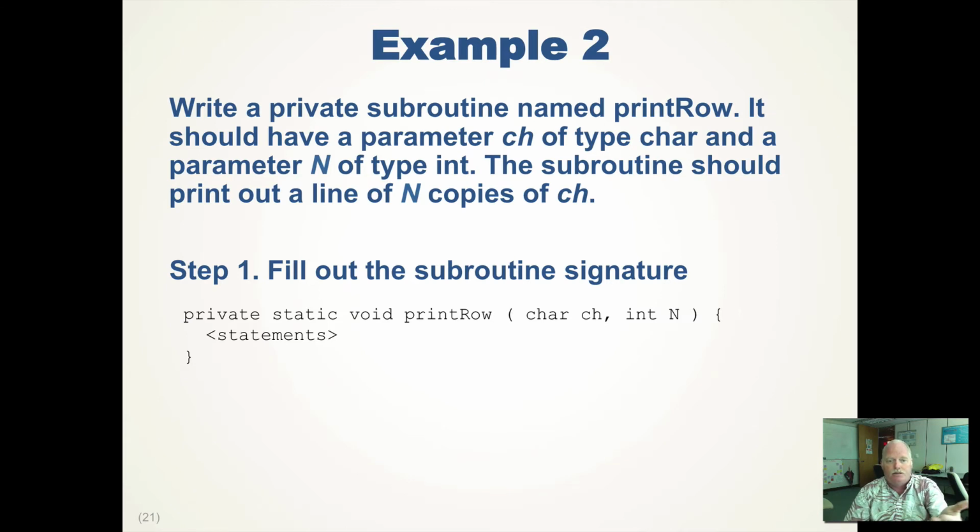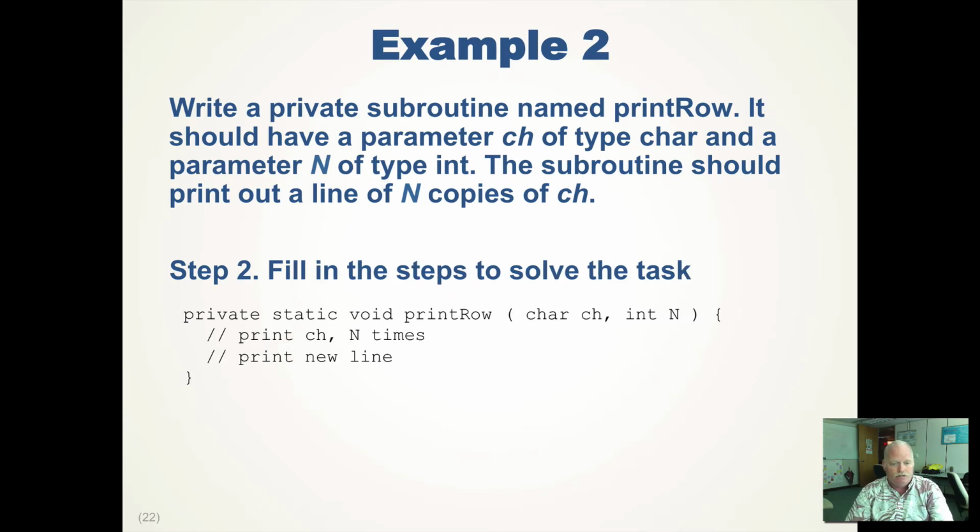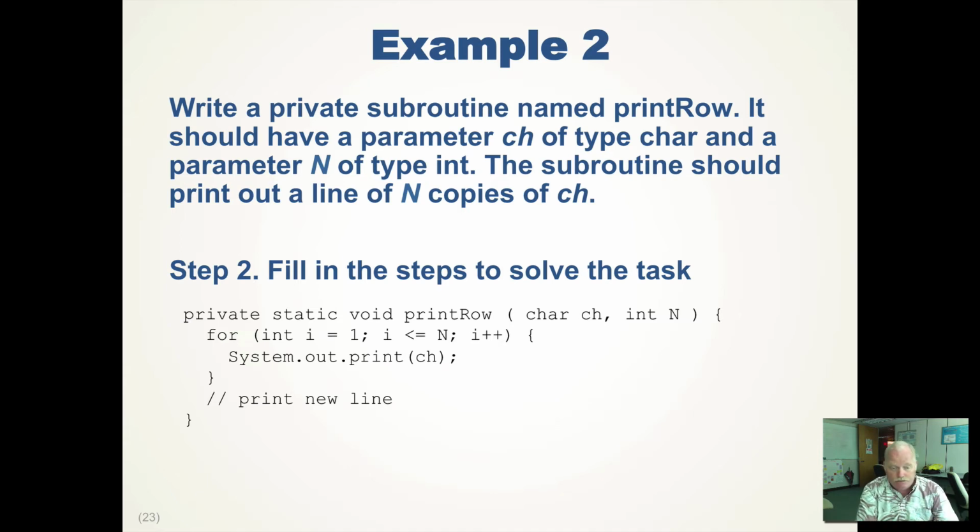The subroutine should print out a line of n copies of ch, so print ch n times, and it says a line, so we want to print these side by side, and then we want a new line. So how do we print ch n times? For i equals 1, i is less than or equal to n. You could also say for i equals 0, i is less than n, right? If we go from 0, it's much more of a Java programming style. If we say equals 1, that's much more counting style. But if we do that, then we need to stop at n. So i is less than or equal to n, i plus plus.